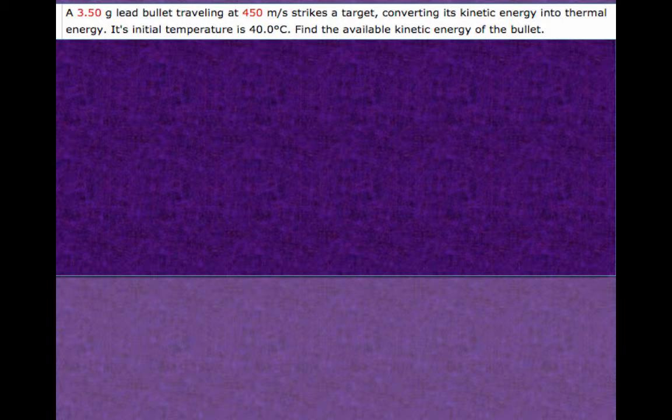The first problem was a 3.5 gram lead bullet traveling at 450 meters per second strikes a target, converting its kinetic energy into thermal energy. Its initial temperature is 40 degrees C. Find the available kinetic energy of the bullet.